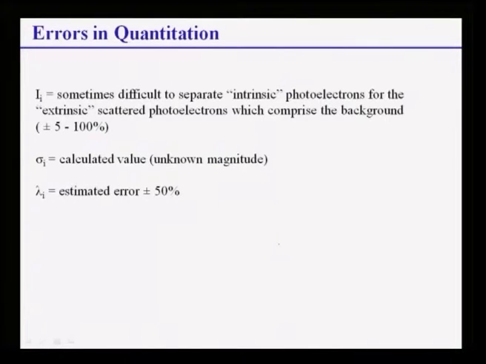Let us talk about errors. As I said, the error is approximately 10%. The error basically comes from the intensity measurements. So, what is the problem there? It is difficult to separate intrinsic photoelectrons from the extrinsic scattered photoelectrons which comprise the background. That means there are extrinsic photoelectrons which form the background of the XPS intensity versus binding energy plot.